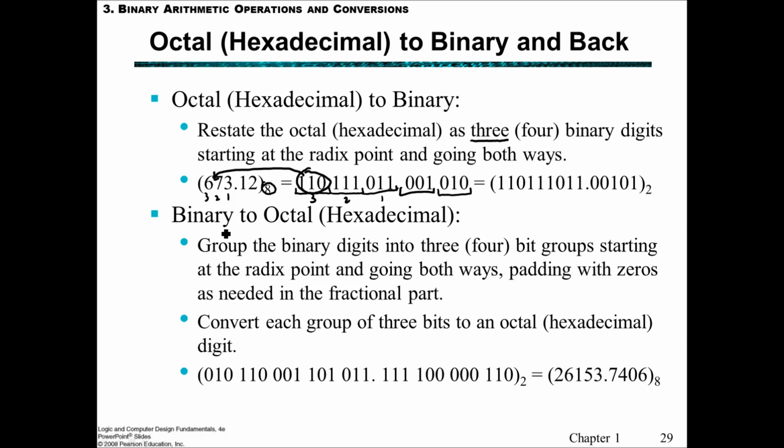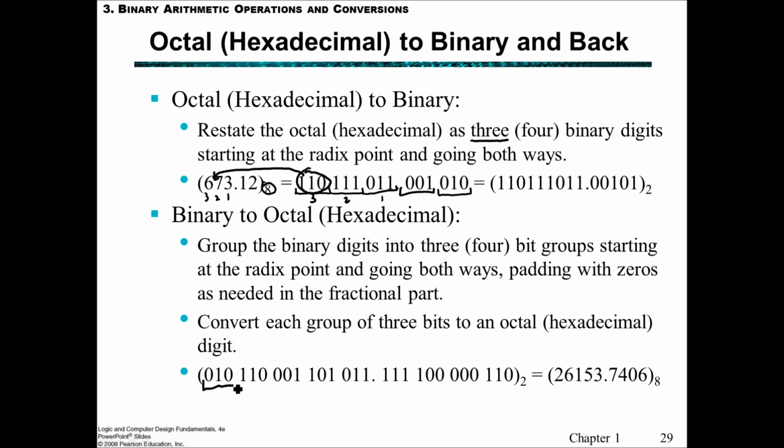In the case where we want to do a binary to octal, so that's the opposite way around, or to hexadecimal, we group the binary digits into 3s, or 4s if it's hexadecimal, starting at the radix point and going both ways, and then pad with zeros on either side so that we always get groups of 3 or 4 depending upon if we're converting to octal or hexadecimal. And then we convert each of these groups in the same way as here we converted each of these octal digits to groups of binary digits. Now in this case we're going to convert each of the groups into a single octal digit.